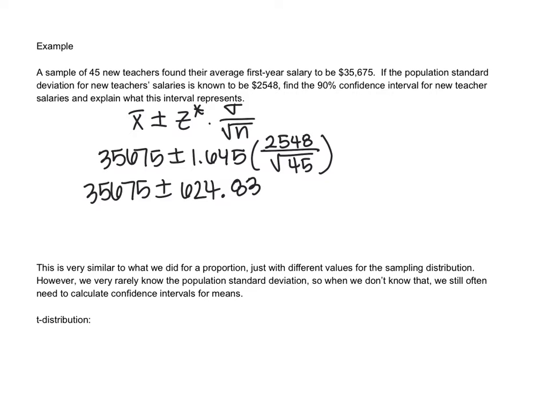So we're going to do 35,675 minus 624.83, and our lower value is 35,050.17. And then we'll do 35,675 plus 624.83, and we'll get 36,299.83.